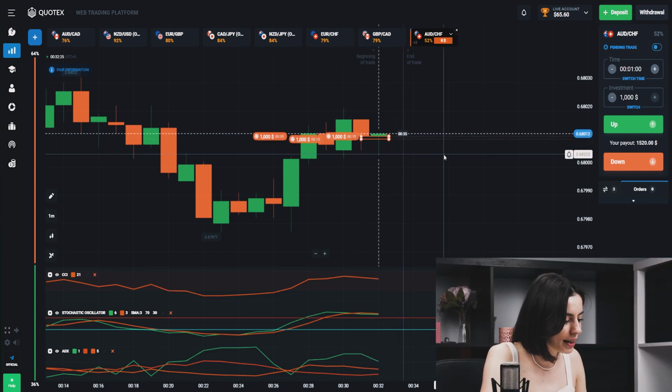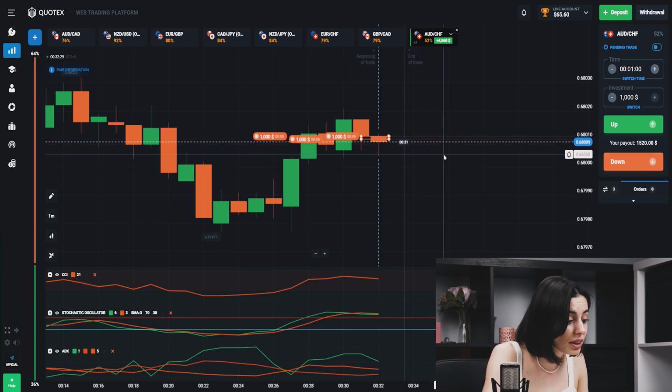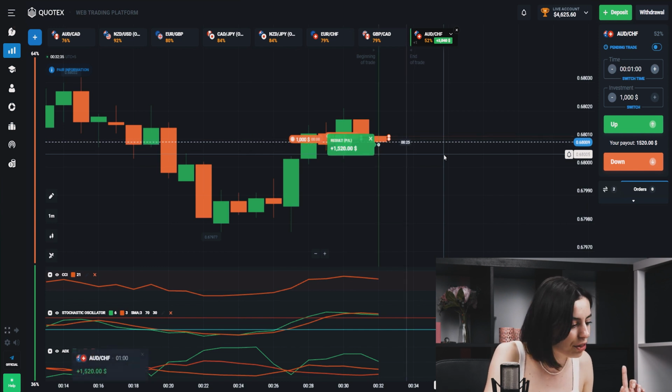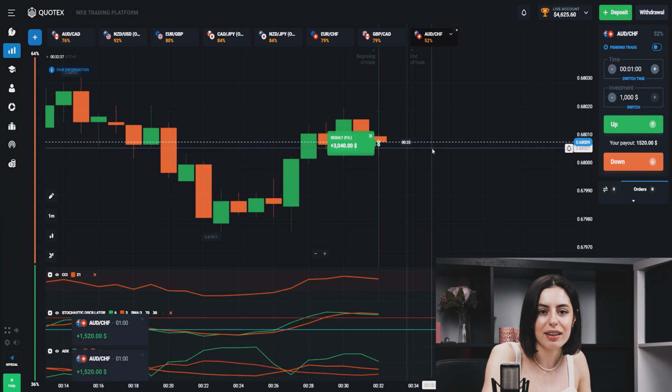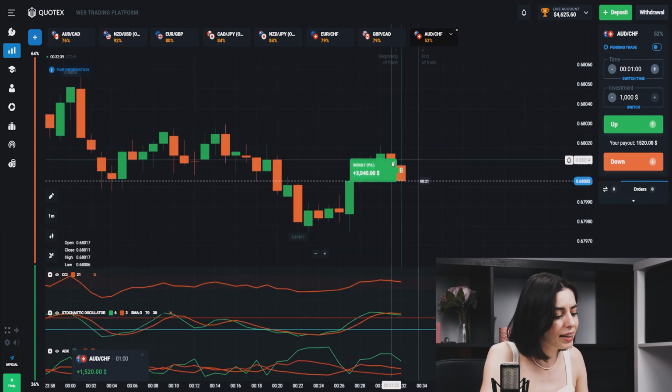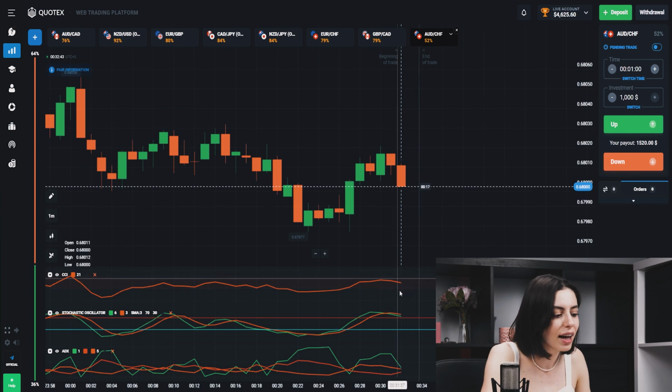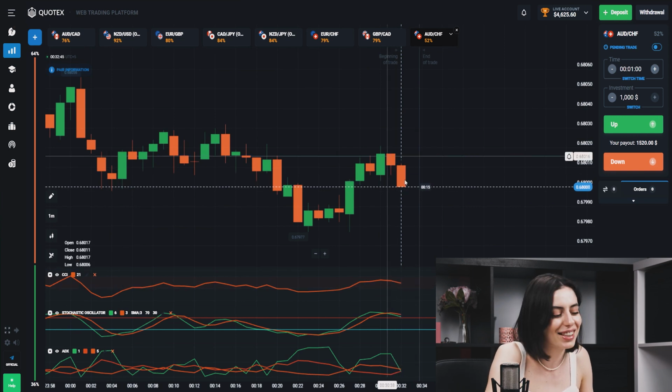So 10 seconds left, and it seems like we are having 3 profits in a row. And the first one is here, the second, the third one. It's just working. I love this strategy, but it's only working if you know how to work with the ADX actually. And I'm giving you this key to this secret.